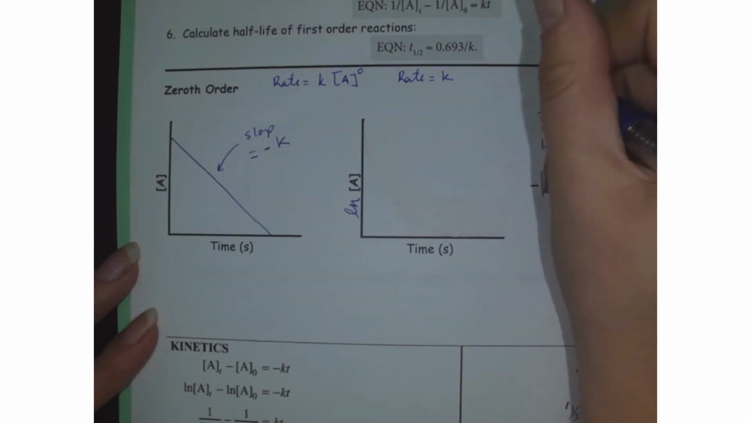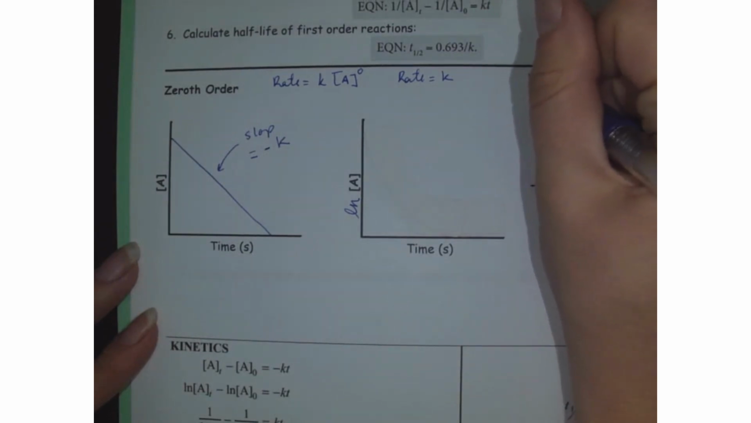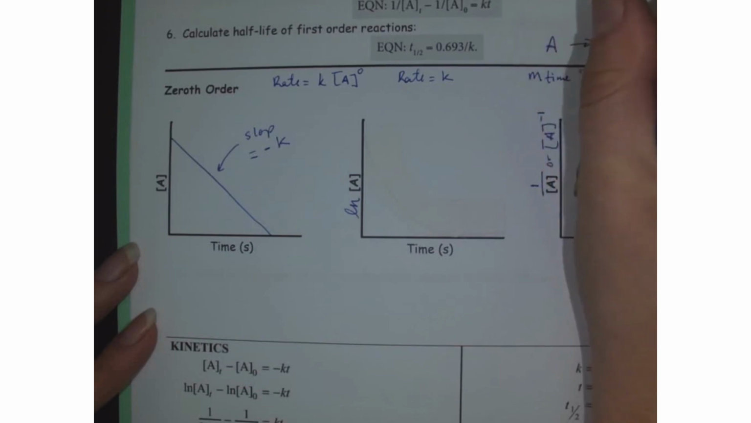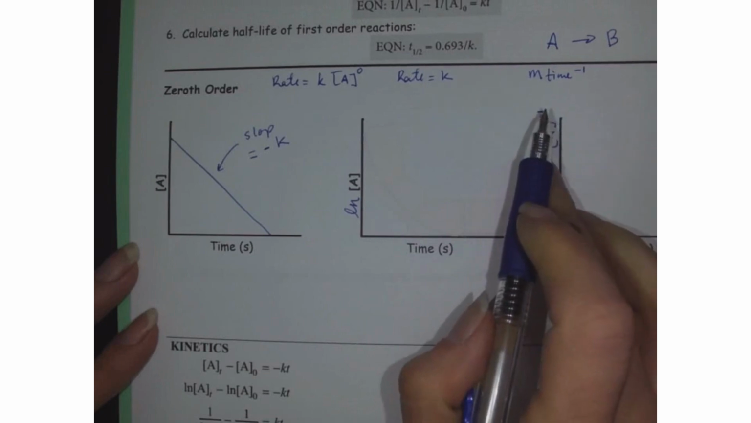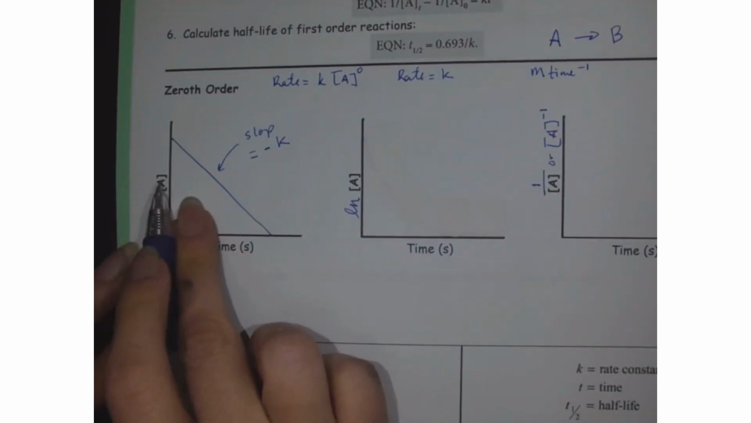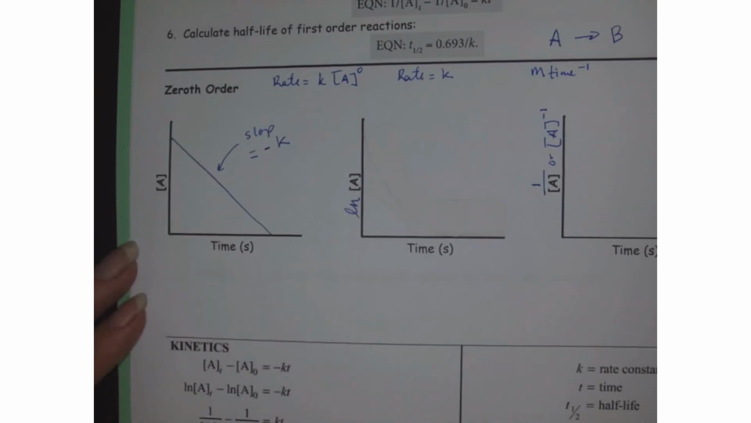In last class we learned that the rate constant k for zero order is going to have units of concentration per time, concentration times time to the minus 1. And that makes sense because we have rise over run. That's how we would get our slope, concentration or molarity divided by time.